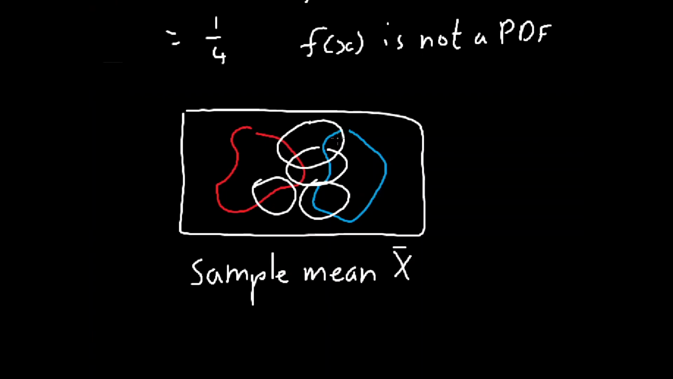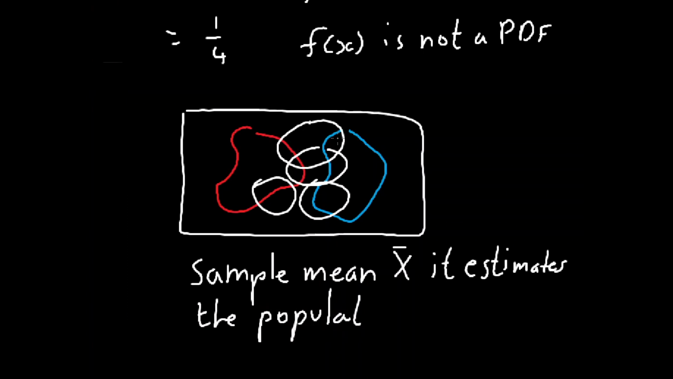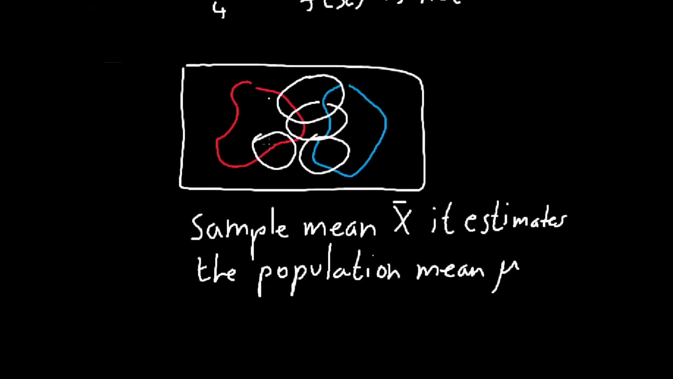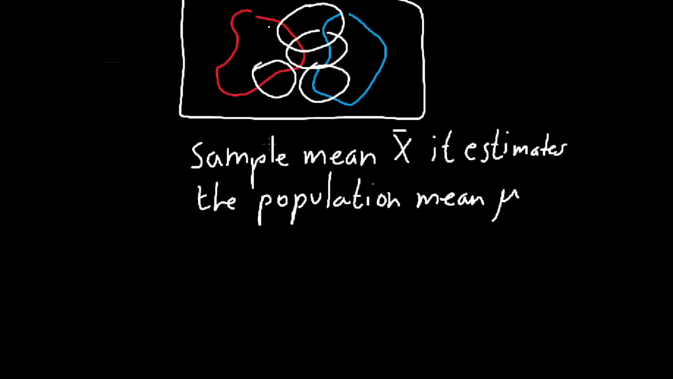I'm going to call this x, is an estimator. All right, it estimates the population mean. And I'm going to call that mu. So this weird looking u thing. Okay, and so what we expect is that the approximate value, or the expected value of x, should be equal to mu.